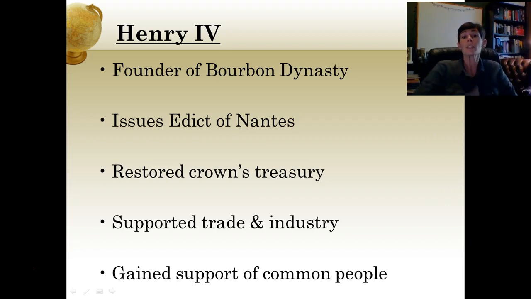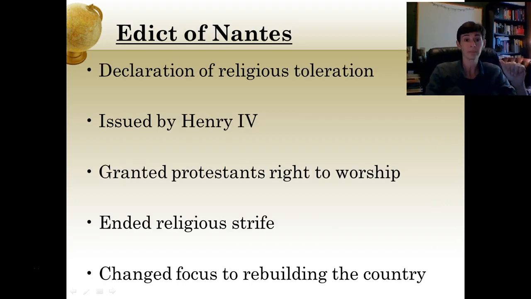All right, he's the one who issues the Edict of Nantes. The Edict of Nantes is an edict of religious toleration. Okay, if you don't know what that is, you need to look that up. All right, it restored the crown's treasury. He supported trade and industry, and he gained the support of the common people. So Henry IV was actually a pretty effective monarch. Not too bad, all right?